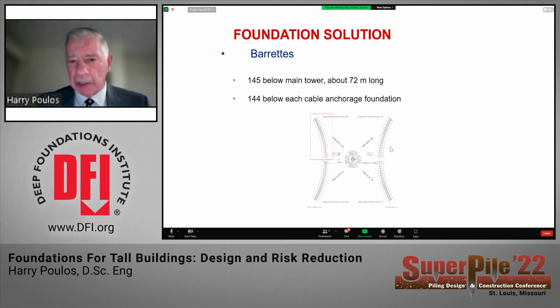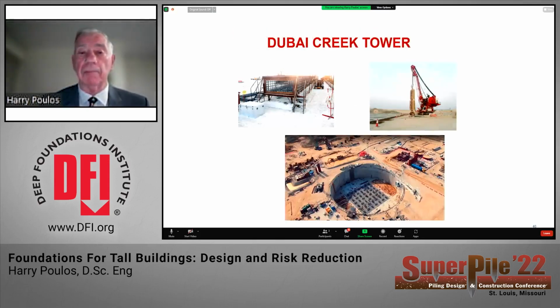And I apologise for the somewhat hazy nature of this, but this was the foundation system. The main tower was founded on 145 barrettes, and they were about 72 metres long, so around about 250 feet. And then the cable anchorages were on two sort of arcs here, each of which had 144 of these barrettes, so a very substantial foundation system.